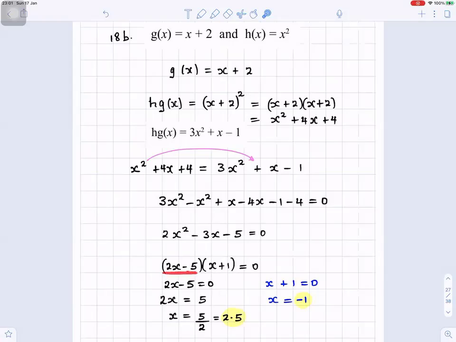So 2x minus 5 is equal to 0. Take 5 to the other side, 2x equals 5. And you divide by 2. X is equal to 5 divided by 2, which is 2.5. Or x plus 1 equals 0. Take 1 to the other side, x equals minus 1. So you've got two answers. X is minus 1 or x is 2.5.